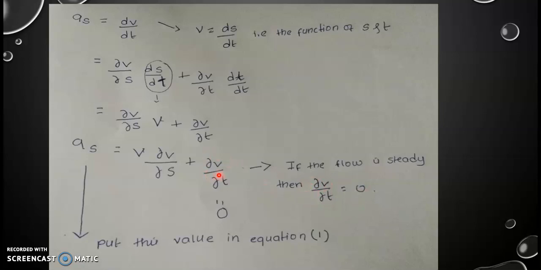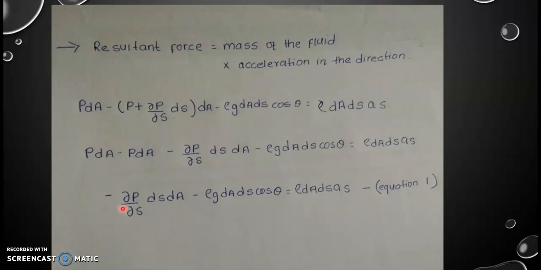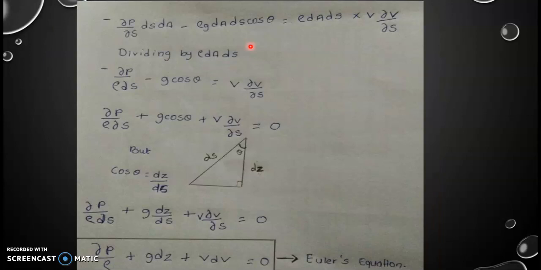So here the value of dv by dt is also 0. So finally what do we get? The value of as, we get velocity times delta v by delta s. So if you put this value in equation 1, what was our equation 1? This was our equation 1, right? So as you can see here, this is our equation 1, and I have already substituted the value of acceleration.